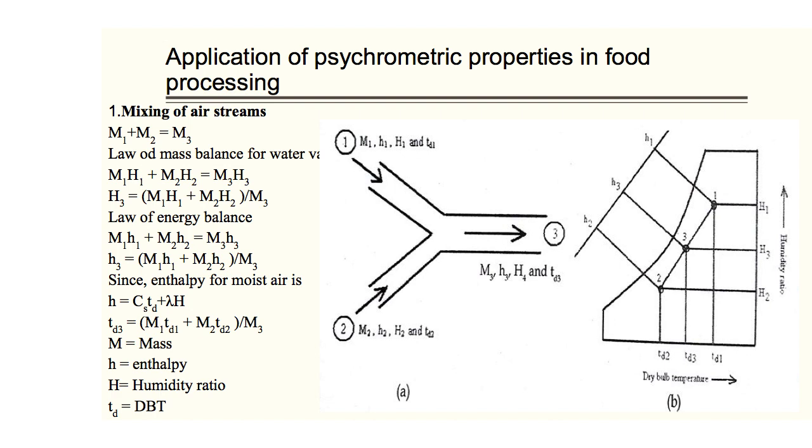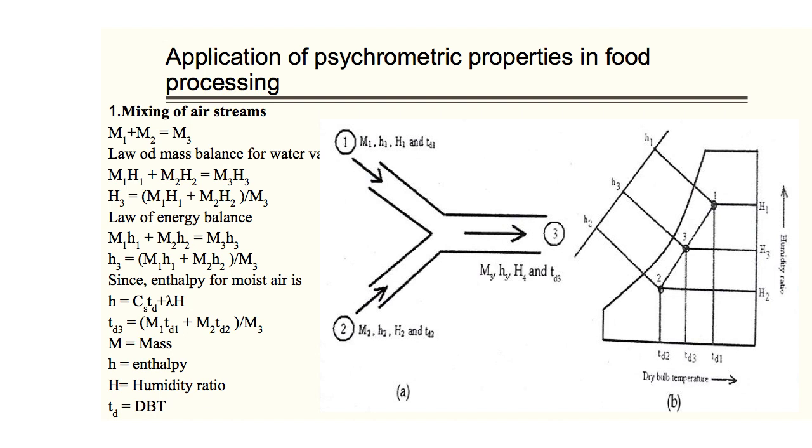When we do the water vapor mass balance, then we find m1 into h1 plus m2 into h2 equals m3 into h3. And now here we can find the humidity ratio of mixed air as h3 equals m1 into h1 plus m2 into h2 divided by m3.